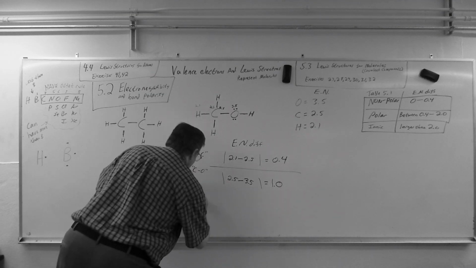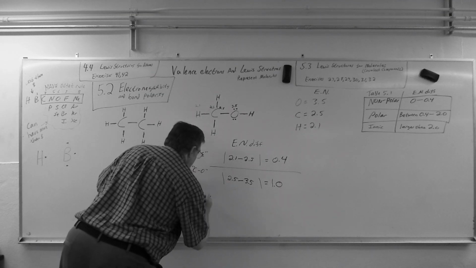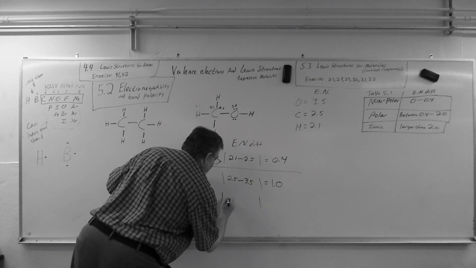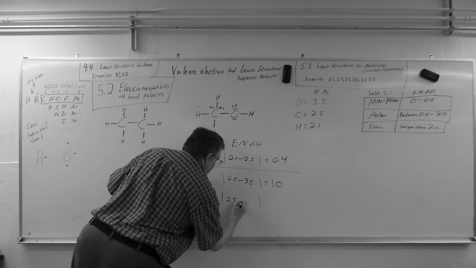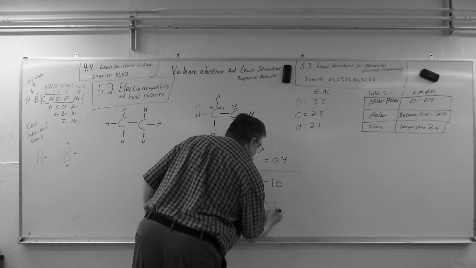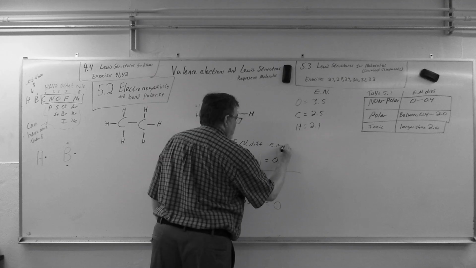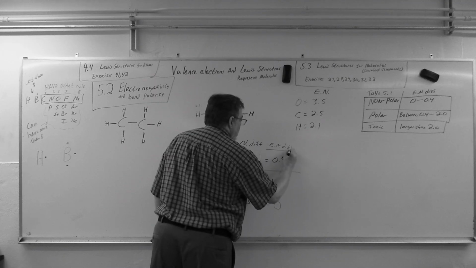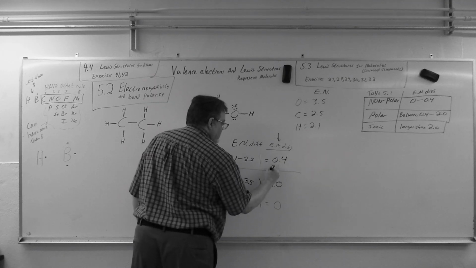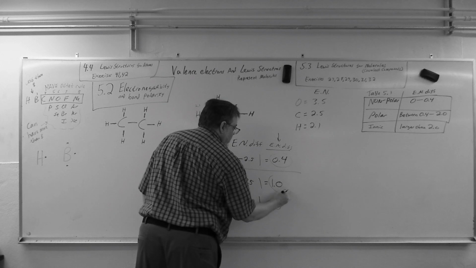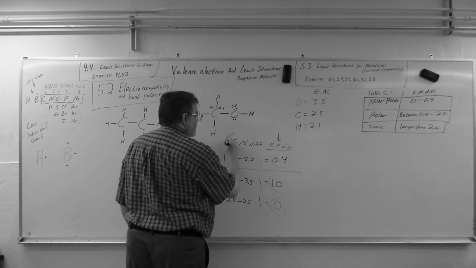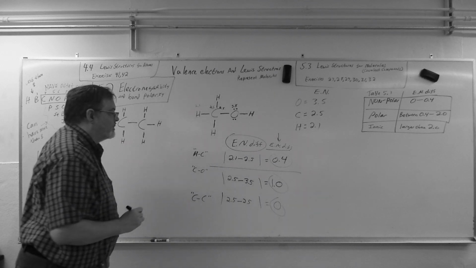Carbon-to-carbon is just going to be 0, because both of them are pulling the same exact strength. 2.5 minus 2.5 is going to give you 0 for an electronegativity difference. That's the electronegativity difference.